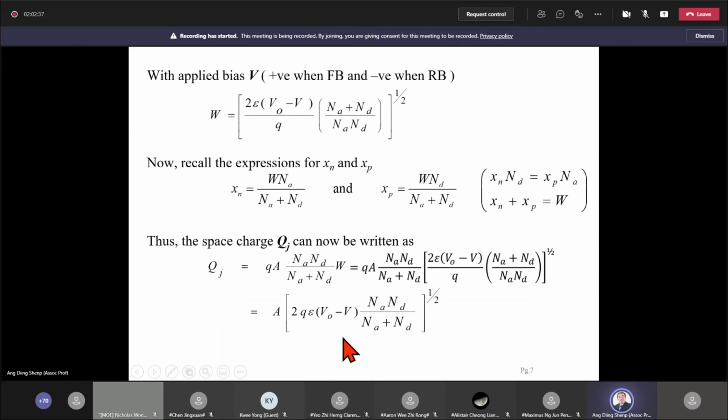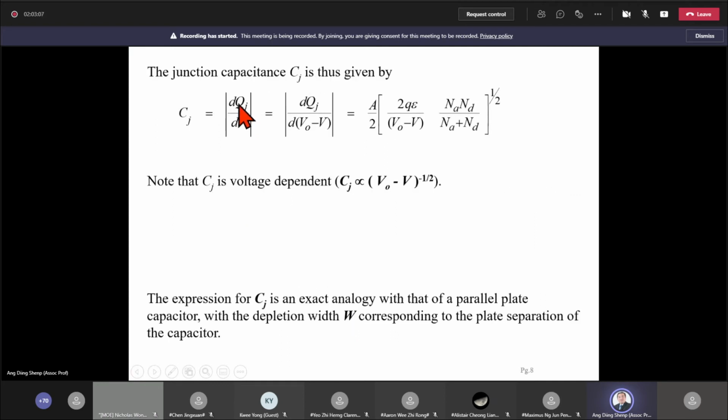All right, now at this point, just to note, as I mentioned earlier, the space charge stored Q, or Qj, is not directly proportional to V. In fact, it has a square root dependence on V. Because of that, I cannot just define the junction capacitance as Qj over V. That is wrong. In order to obtain the expression for Cj, I need to differentiate Qj with respect to V. That is the formal definition for Cj.